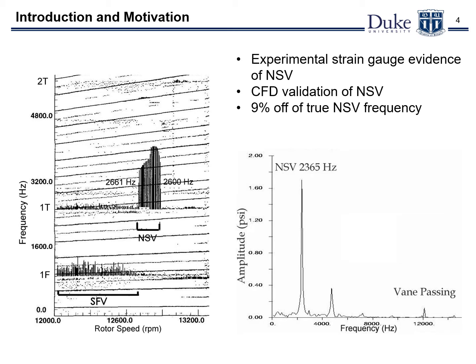Kielb et al. presented experimental evidence of the separated flow vibrations, or SFV, and NSV in a paper in 2003. NSV is a two-frequency problem, but contains large amplitudes of vibration, seen on the right-hand side of the strain gauge data on the left-hand plot. On the right-hand side, you'll see an attempt to model NSV in CFD, but the resulting frequency was 9% off, so more in-depth studies needed to be done to further understand NSV.